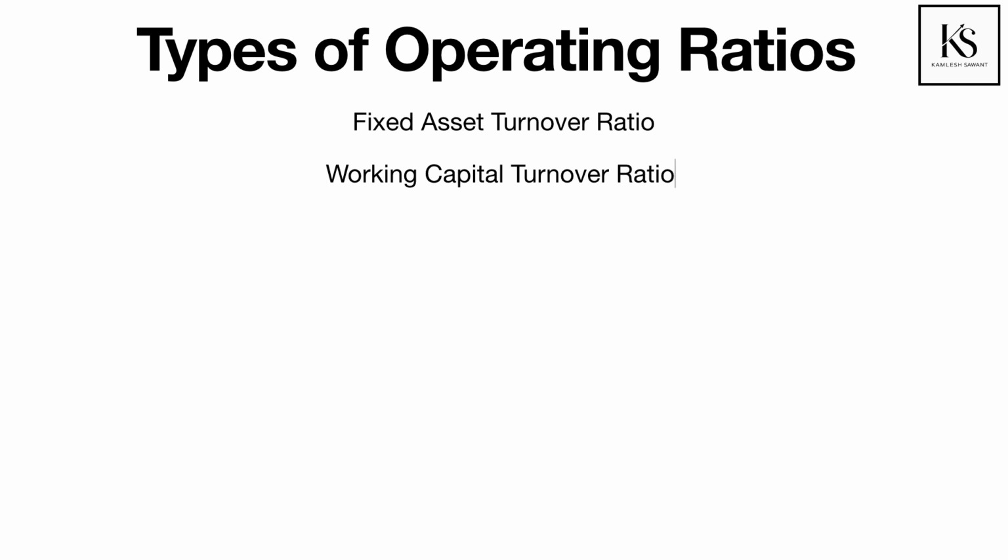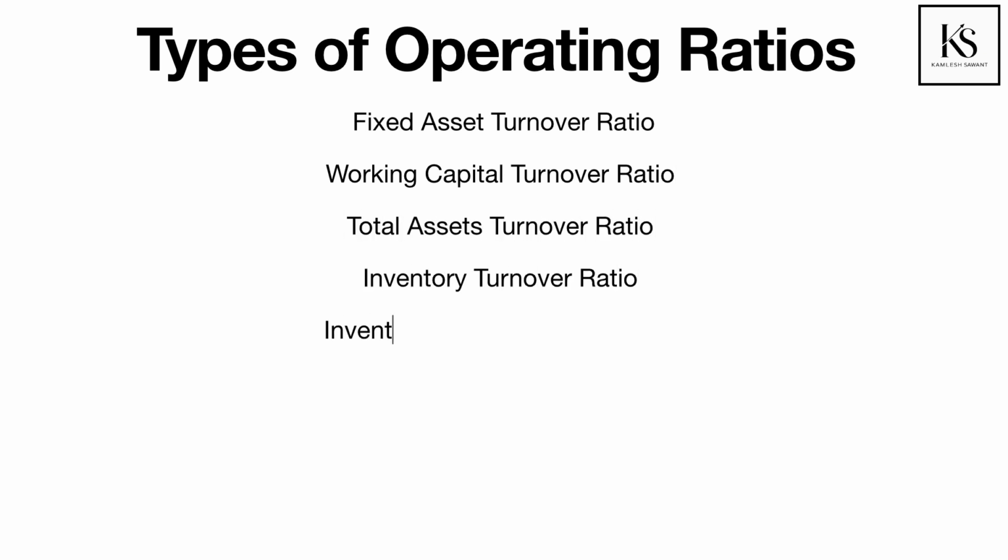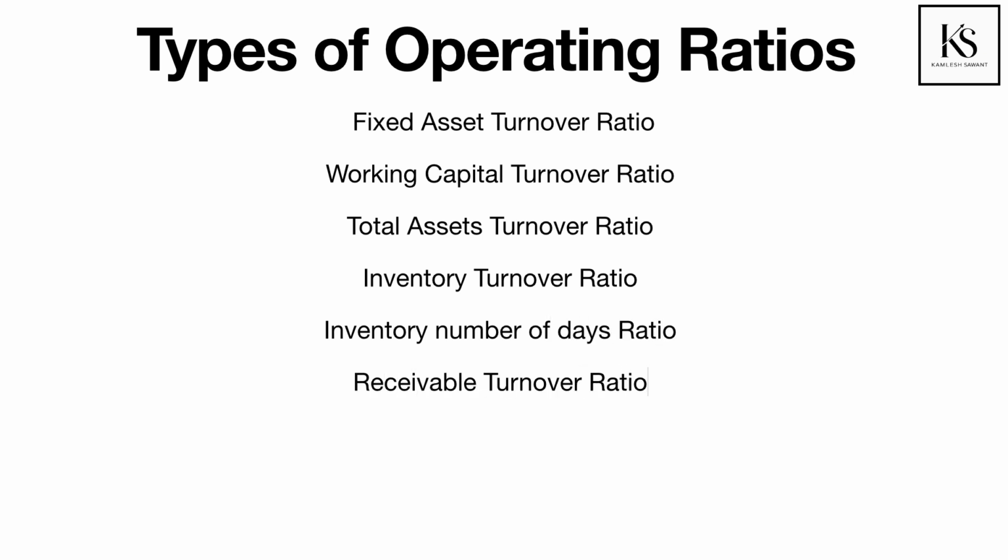company are utilized. Some of the popular operating ratios are fixed asset turnover ratio, working capital turnover ratio, total asset turnover ratio, inventory turnover ratio, inventory number of days, receivable turnover ratio, days sales outstanding, that is DSO. The above ratios combine data from both the P&L statement and balance sheet. We will understand these ratios by calculating them for Amara Batteries Limited.